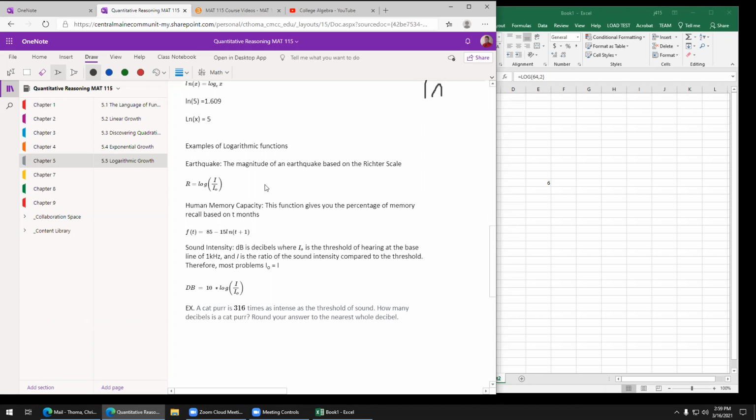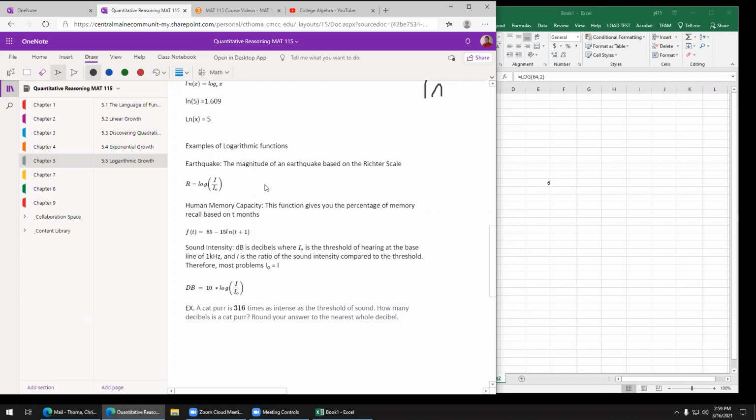Till I taught this class, I didn't know human memory is also based on the log. It's actually based on natural log, which I thought was interesting. Again, medical, not to offend any of my nurses, since I have so many of you in my class, medical has just not been something that's been a big interest to me. So I learned that when I taught this class, the human memory capacity is actually a natural log function.